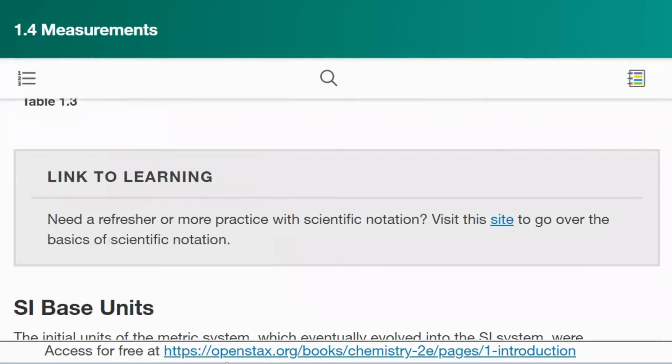So now, link to learning. Need a refresher or more practice with scientific notation? Visit this site, and there is a hyperlink there. And you can go to the OpenStax book, and you can find this chapter through OpenStax. Visit this site to go over basics of scientific notation.